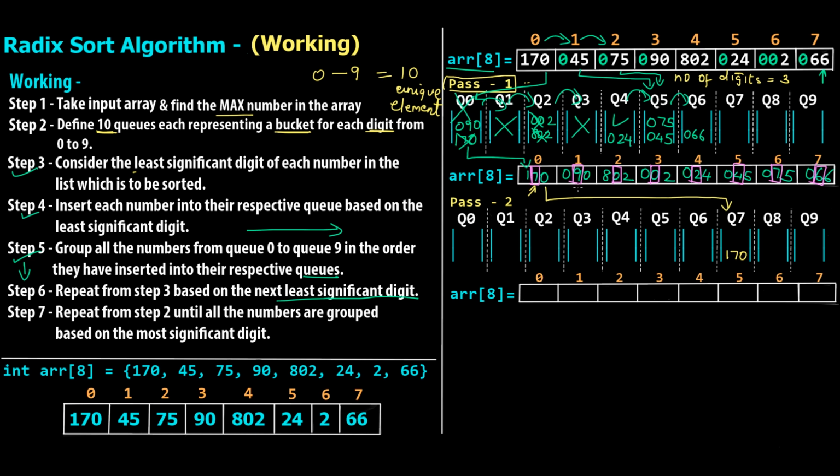Then we have 090. So 9 has to be pushed in Q9. So 090. Then we have 802. So 0 is for Q0. So I'll put 802 over here. Then we have 002. And the tens place has 0. So again 002. Moving forward we have 024. And we are considering tens place, that is 2. So it goes in Q2. So 024. Moving forward we have 045. We are considering 4. So it goes in Q4. 045. Then we have 075. It goes in Q7. So 075. And lastly we have 066. It goes in Q6. That is 066.